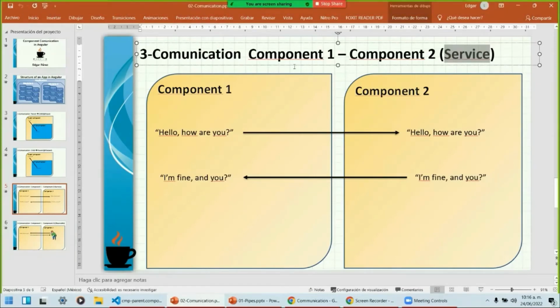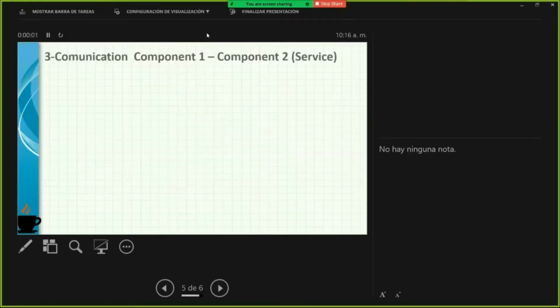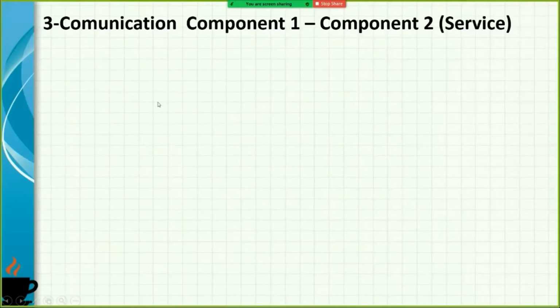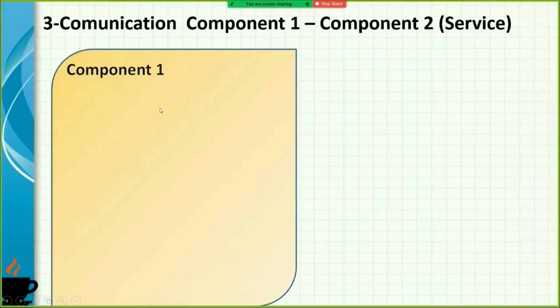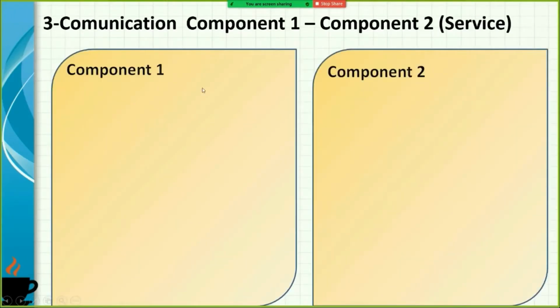Okay, I will show you this form to communicate. Let me show you this. At this time, I will show how to communicate two components that are not a child of the first. These components can be in different containers or maybe in different modules in your project. Okay, the form is to communicate through a service.